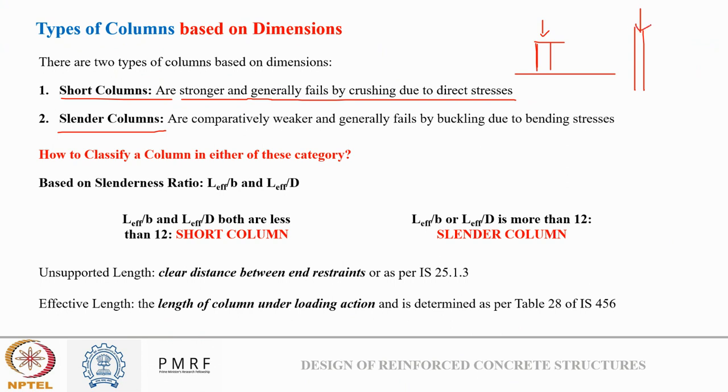When we talk about long columns, our major concern is buckling. Buckling can happen like this, on the side, due to the bending happening in the column. So in a slender column our concern is buckling, and in a short column our concern is crushing. Now, how do we classify columns into these categories? It is based on the slenderness ratio. What do we mean by slenderness ratio? It is the ratio of effective length to the lateral dimension.